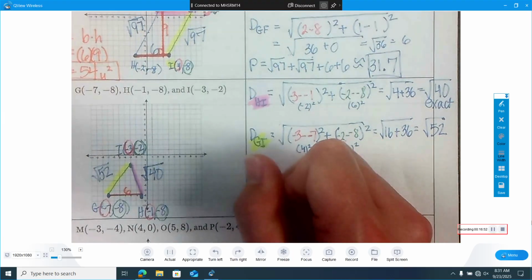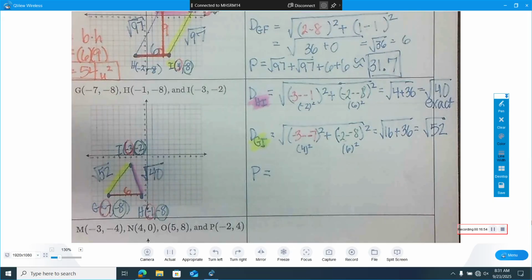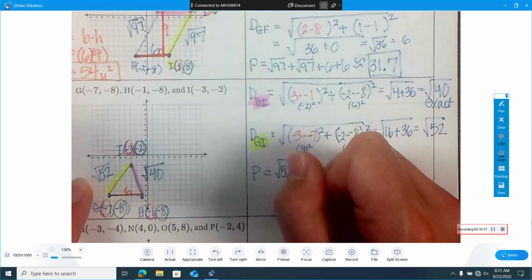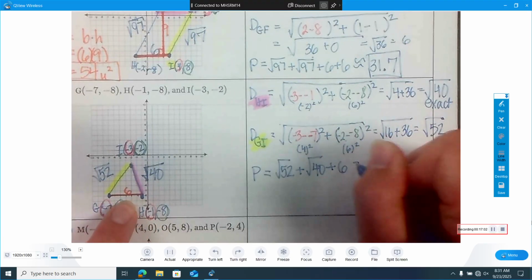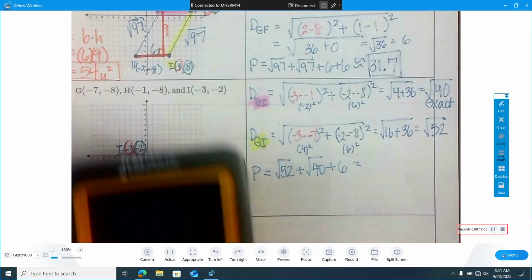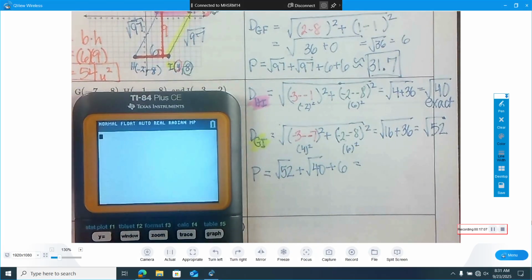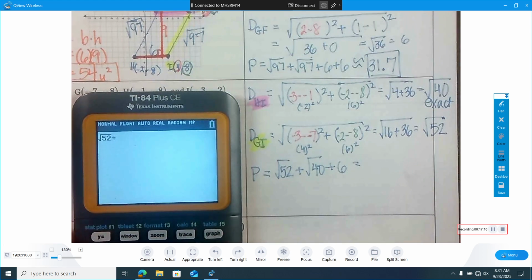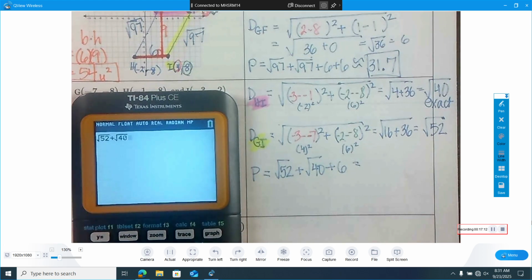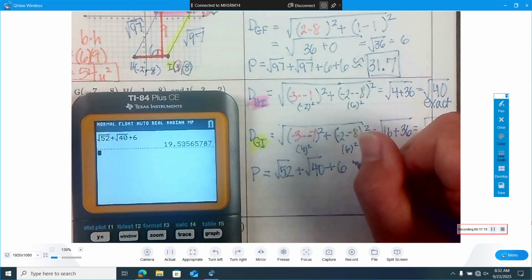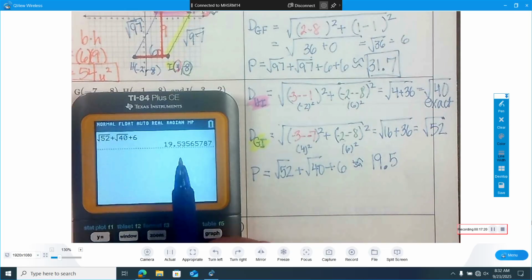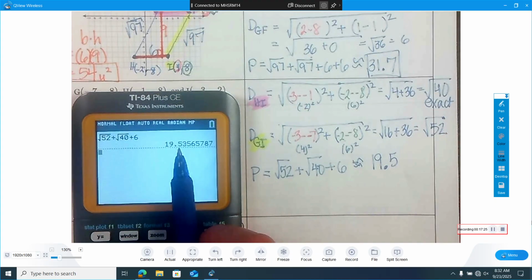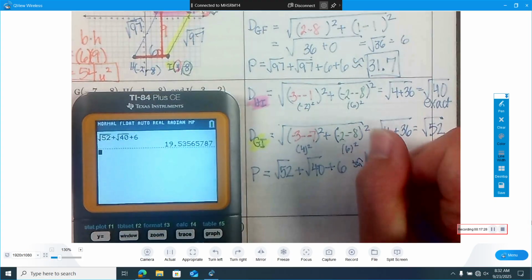And so how do we find the perimeter? Add up all the sides. So radical 52 plus radical 40 plus 6. Very good. And now we go straight to our calculator. So radical 52 plus radical 40 plus 6. And we get approximately 19.5. The 5 is going to stay because its neighbor is less than 5. So the 5 stays.